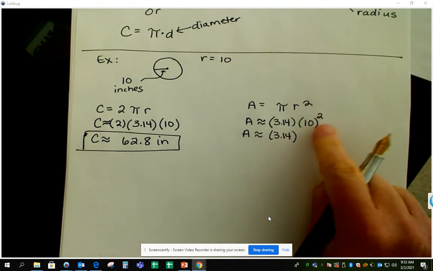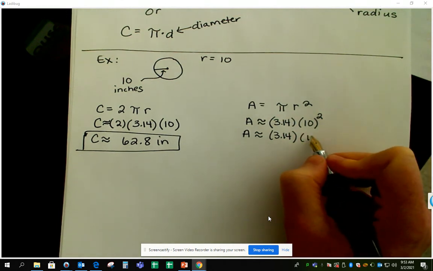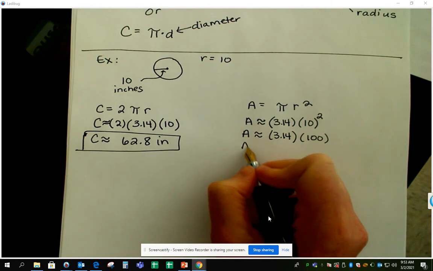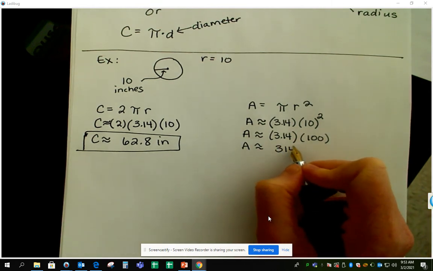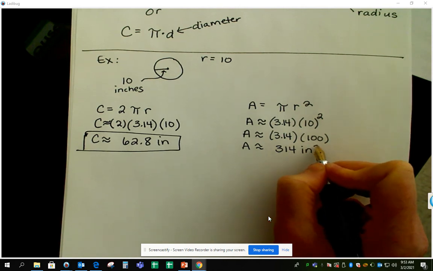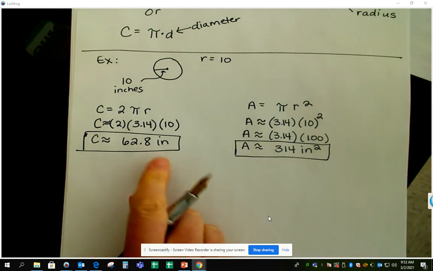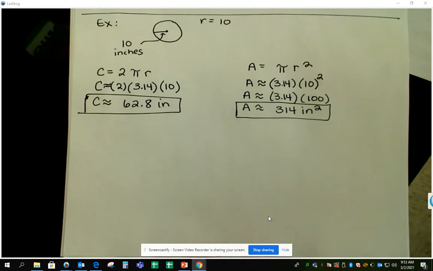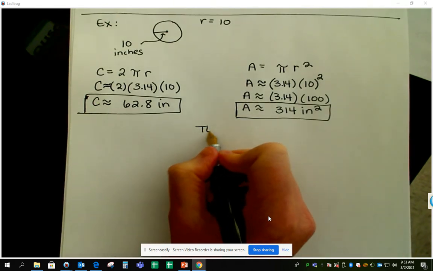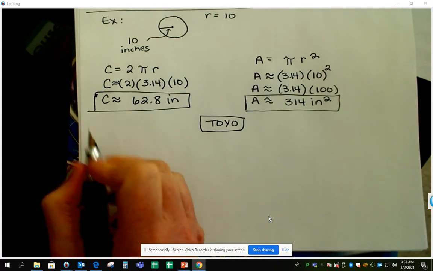And then to simplify that, 10 times 10 is 100. And then again, just use your calculator, 3.14 times 100, 314 inches squared. Remember, area, we have units squared. Circumference, we're going to have regular units. All right? So if you're feeling comfortable, you can try the next one on your own. If you want to watch another one, that's fine too.